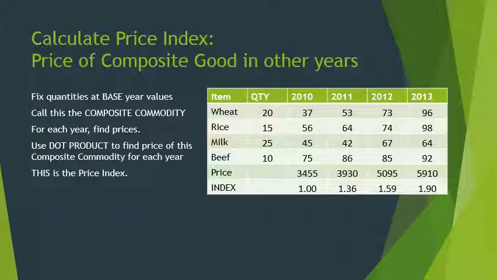An index is made by setting the base year to 1. So if these are the prices, 34.55 in 2010, we divide by 34.55, and when we divide that gives us the index in the last row. That sets 34.55 to 1.00. This is sometimes multiplied by 100 to make it percentage points. So the index would be 100 in 2010, 136 in 2011, 159 in 2012, and 190 in 2013. So this is how we calculate a price index.